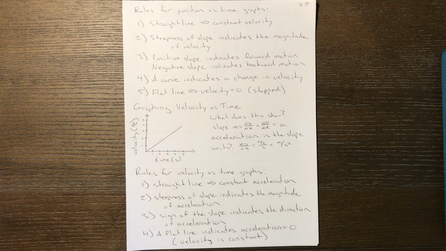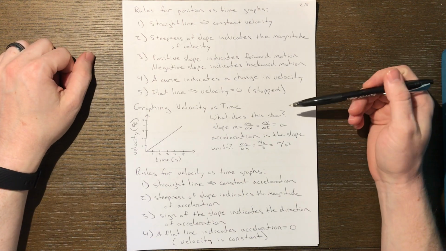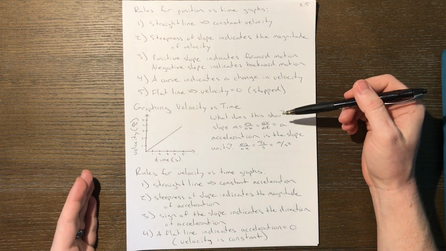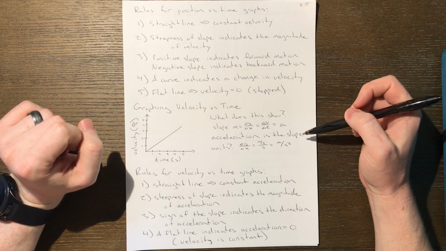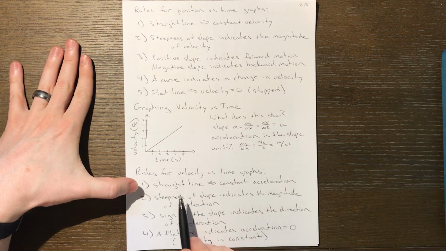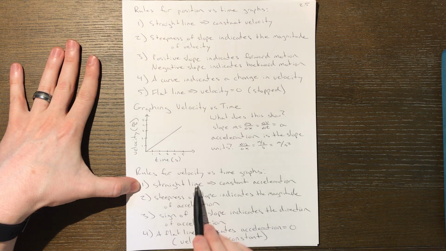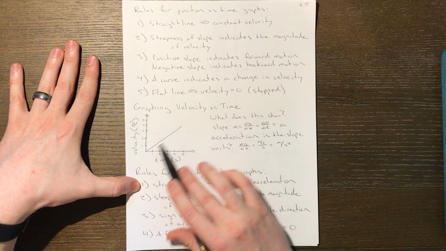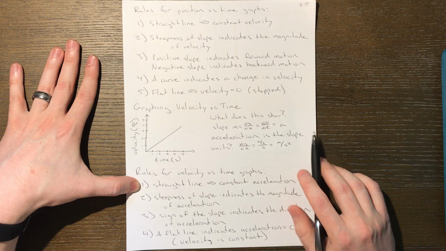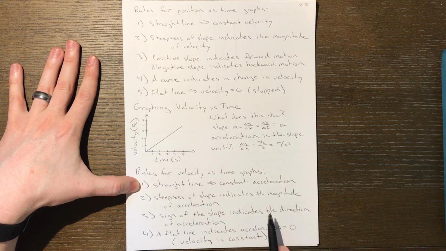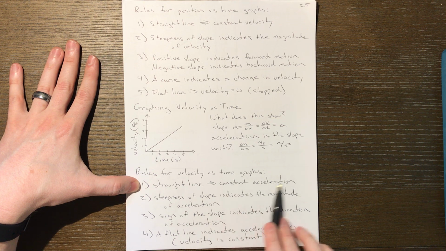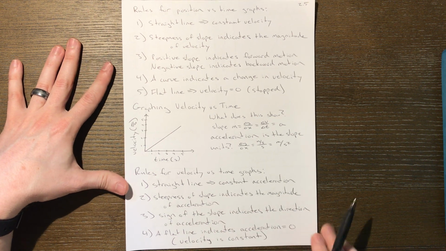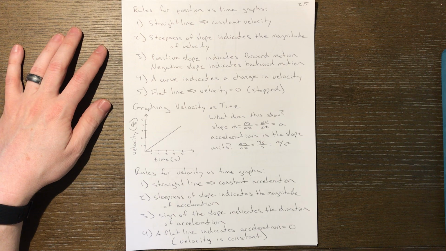All right, and now to finish off this video, let's look at the rules for velocity versus time graphs. They're very similar to the rules for position versus time graphs, with just a couple of words substituted. For instance, now if we have a straight line, well, that line, if it is straight, only has one slope. Slope is the acceleration. So if it's a straight line, the slope is always the same, which means the acceleration is always the same, or we have a constant acceleration.